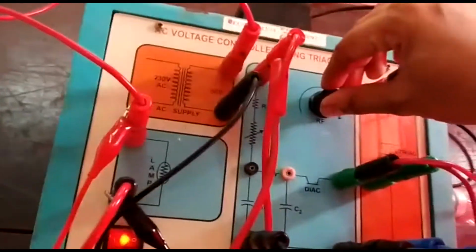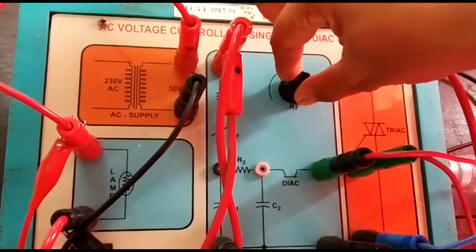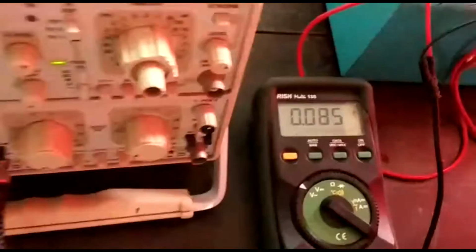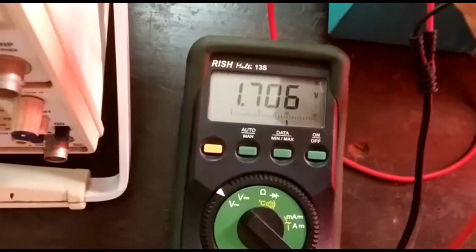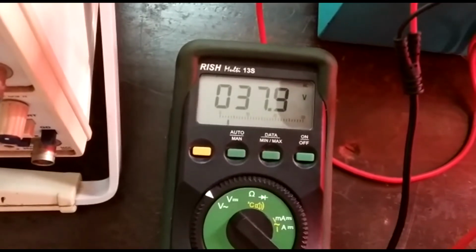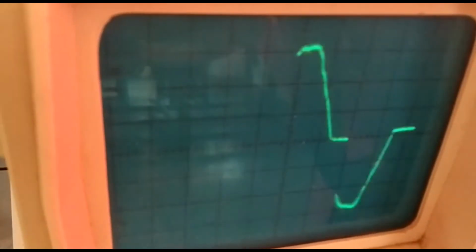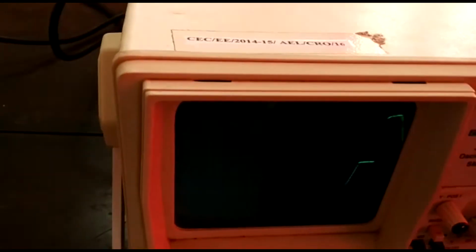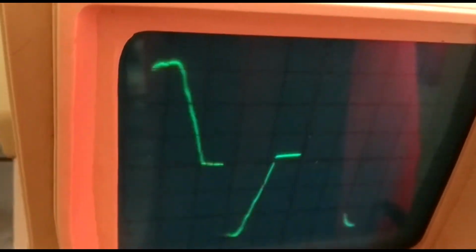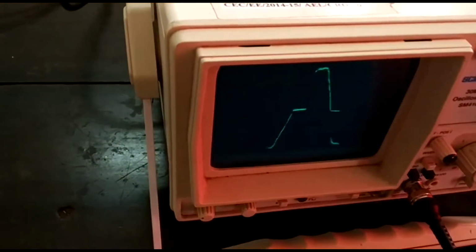Next, again we change the resistor knob. We can see what the output voltage is. The output voltage is around 37.8, and the time units is 0.8. So, 0.8 into 5 milliseconds. You have to do the calculation: 0.8 into 5 milliseconds is how much? What is the firing angle? For that particular firing angle, the output voltage is 37.8 volts.